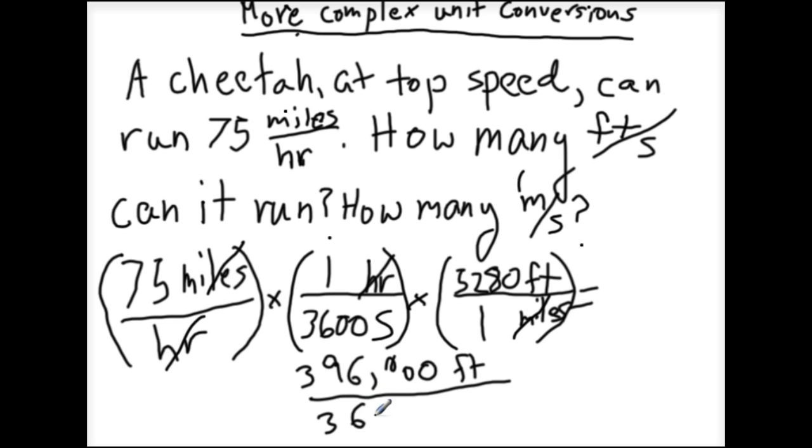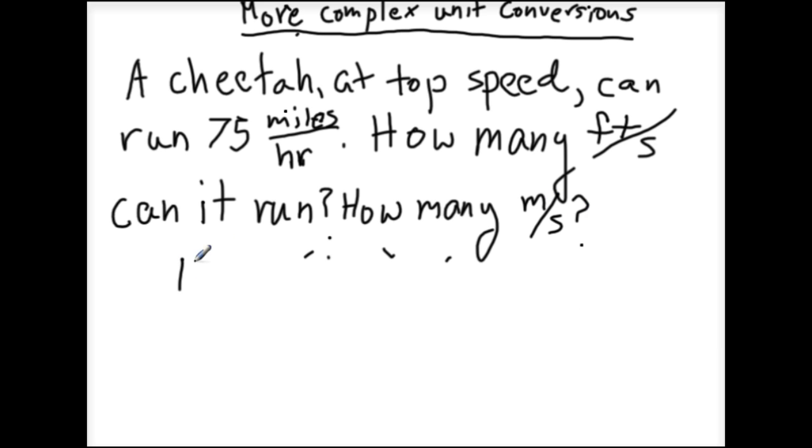in 3,600 seconds. And of course I can't just leave it like this. I have to divide so that I only have one value in feet per second. A cheetah can run 110 feet per second. Remarkable. Okay, so now we can convert that into meters per second and address the second question here.